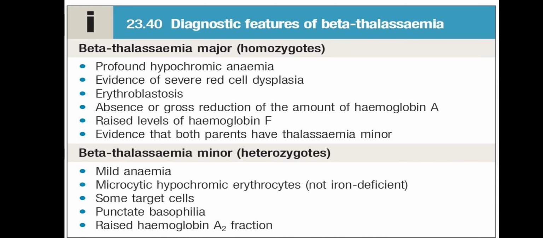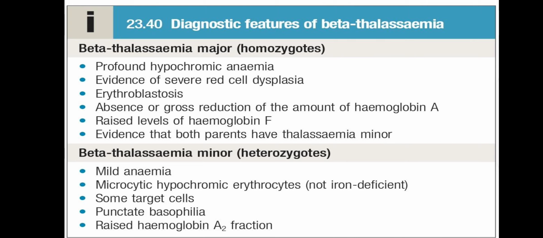So, diagnostic features of beta thalassemia. Beta thalassemia major, that is the homozygotes, will have profound hypochromic anemia requiring transfusion. There will be evidence of severe red cell dysplasia. There will be absence or gross reduction of the amount of hemoglobin A when you do the hemoglobin electrophoresis. There will be raised levels of hemoglobin F and evidence that both parents have beta thalassemia minor, because only then can the child have a homozygous genetic makeup.